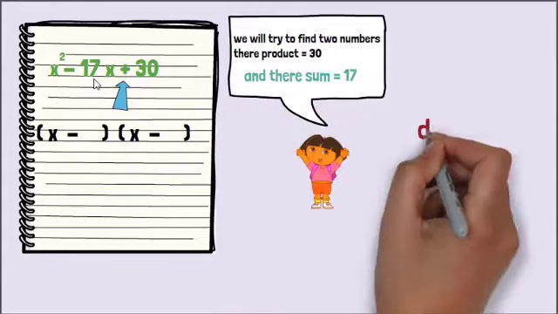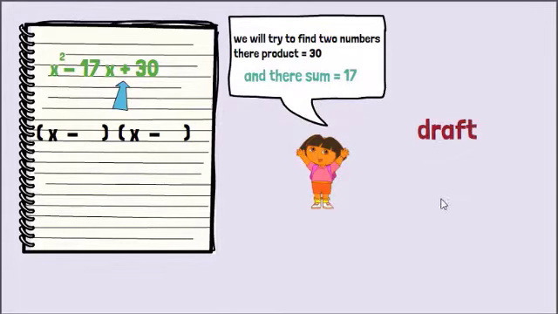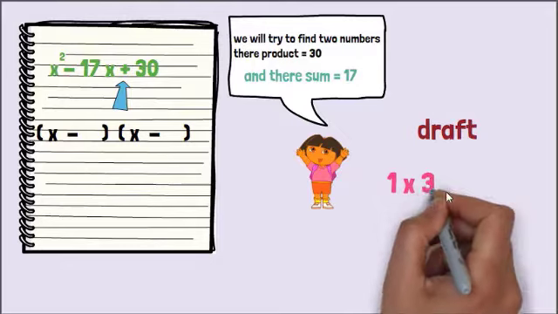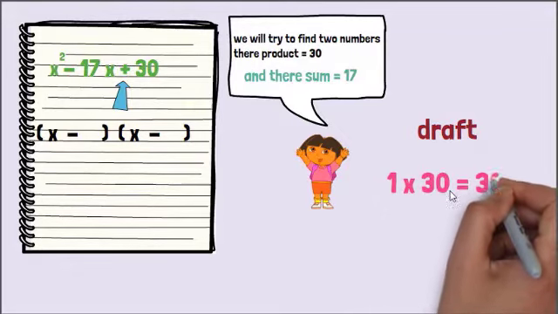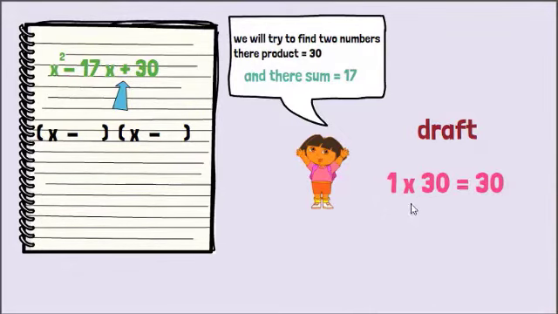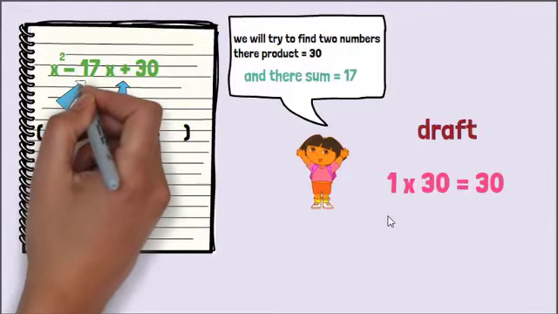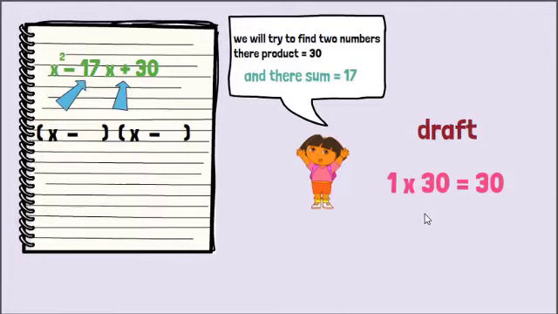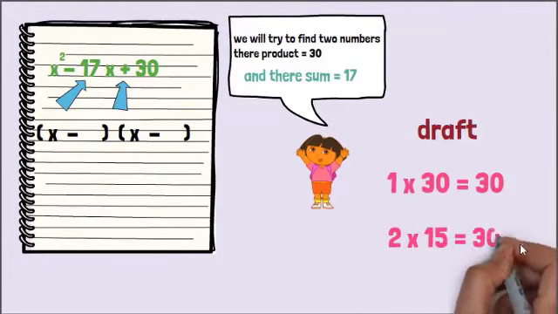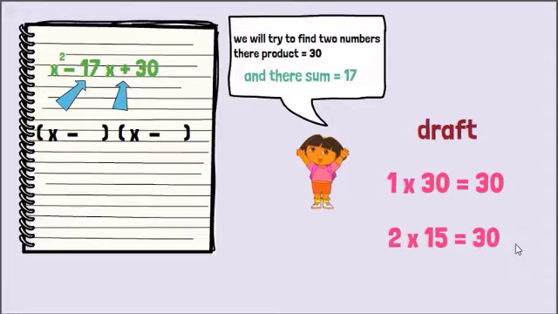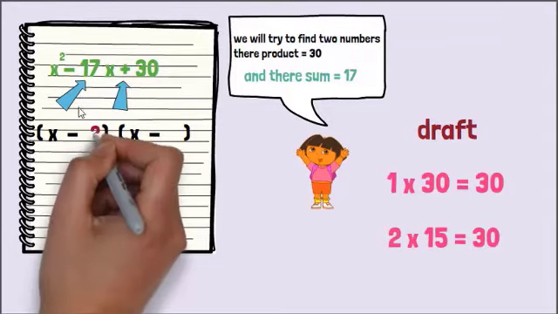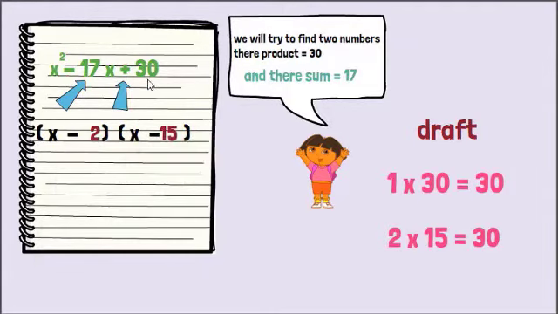Let's check in our draft. 1 times 30 equals 30. 1 plus 30 equals 31, not 17. 2 times 15 equals 30. 2 plus 15 equals 17, which equals the middle term. So, our expression will be factorized into x minus 2 times x minus 15.